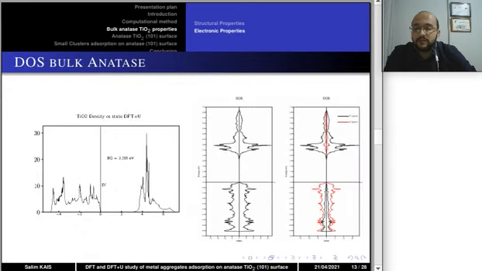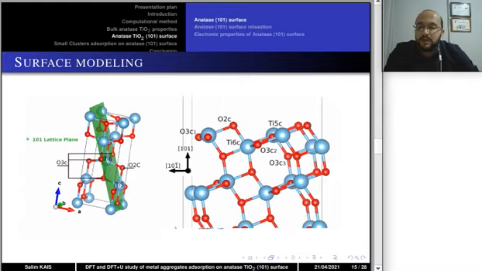The figure on the right shows that the 3d states of titanium atoms play a dominant role in the conduction band, while 2p states of O atoms are more included in the valence band. To study metal aggregates adsorption on the titania anatase 101 surface, we will first investigate its relaxed structure.